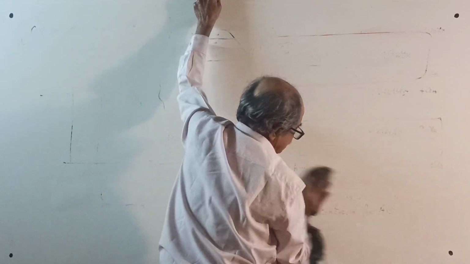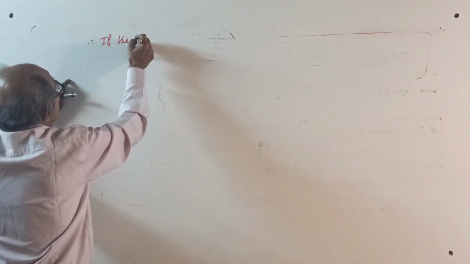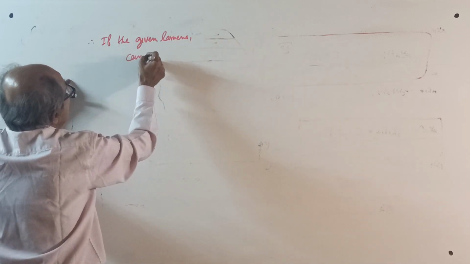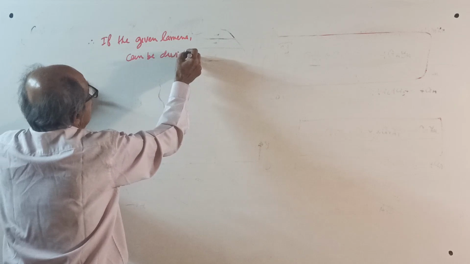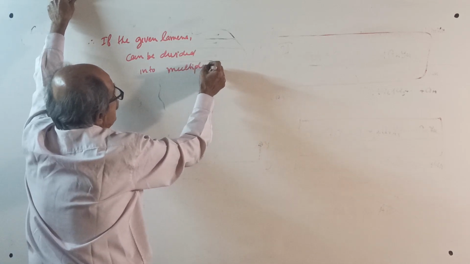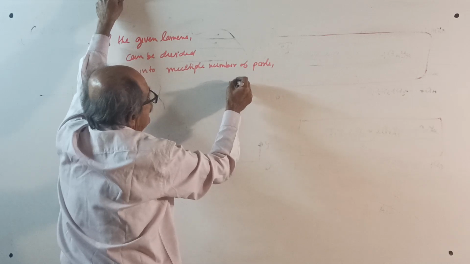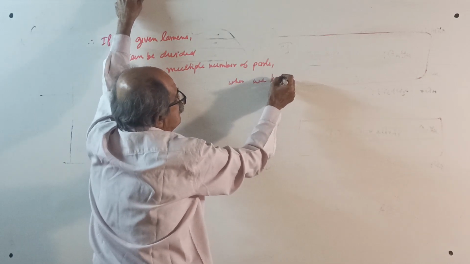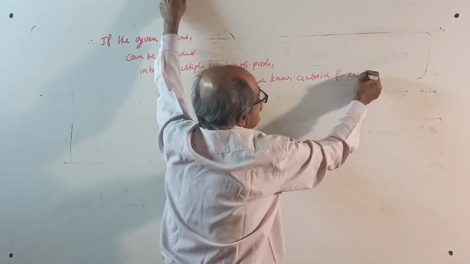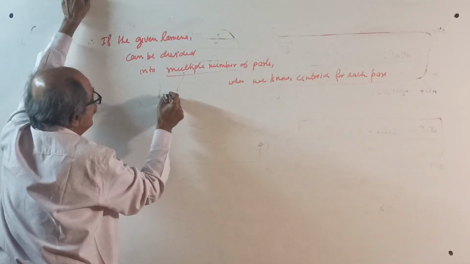This is the summary. Therefore, if the given lamina can be divided into multiple parts, where we know the centroid for each part, or multiple number of parts, or you can say a definite number of parts.